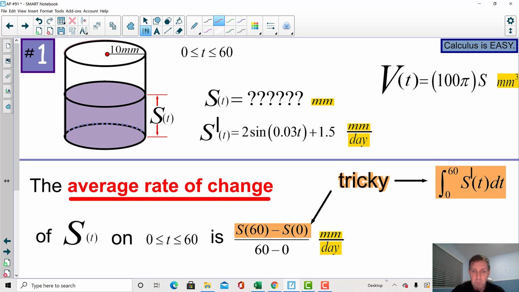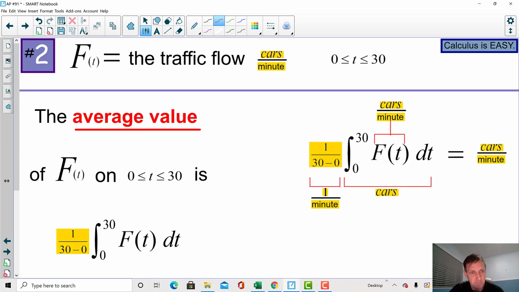All right, let's go ahead and look at some normal ones because this was a really tough one here. This is kind of like a challenge question here. Okay, for number 2, this one's not so bad. It just says find the average value of f. So that's easy. It's just the integral of f. And they want you to find the average value from 0 to 30.